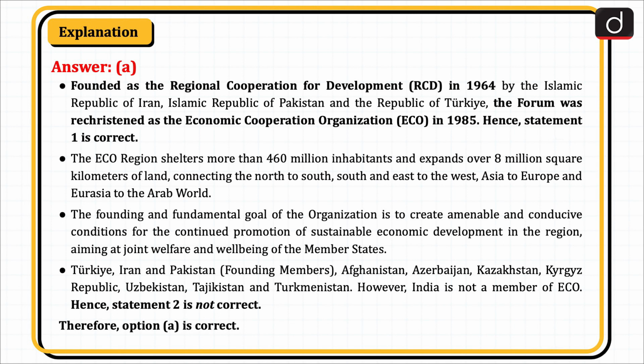The founding and fundamental goal of the organization is to create amenable and conducive conditions for the continued promotion of sustainable economic development in the region, aiming at joint welfare and well-being of the member states. Turkey, Iran and Pakistan are founding members, along with Afghanistan, Azerbaijan, Kazakhstan, Kyrgyz Republic, Uzbekistan, Tajikistan and Turkmenistan. However, India is not a member of ECO, hence statement 2 is not correct. Therefore, option A is the correct answer.